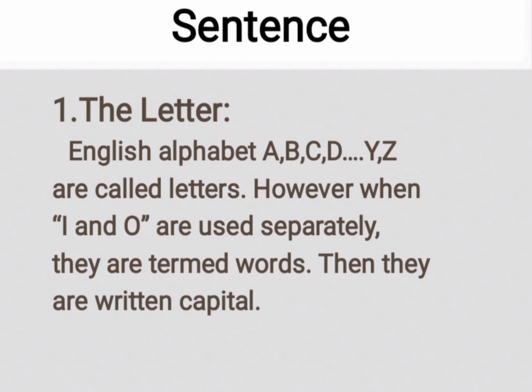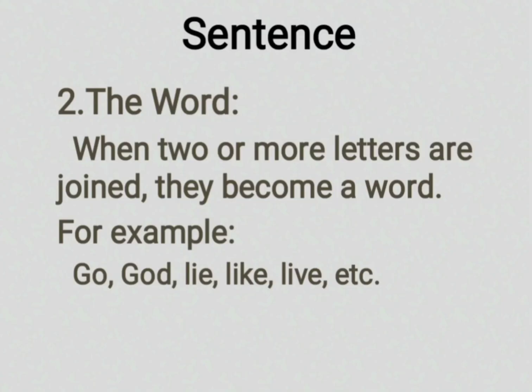Firstly, we'll see what is a letter in a sentence. So the English alphabet A, B, C, D to Y, Z are called letters. However, when I and O are used separately, they are termed words. Then they are written capital. The next part of the sentence is the word. When two or more letters are joined, they become a word. For example, go, God, lie, like, live, and so on.